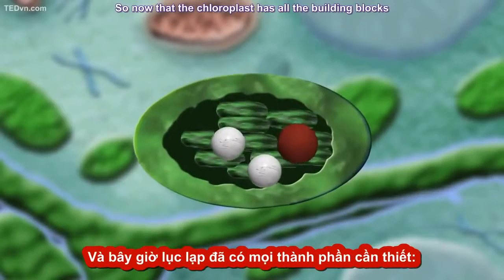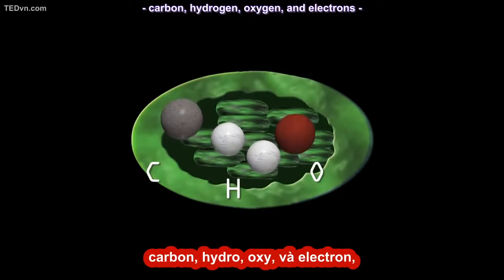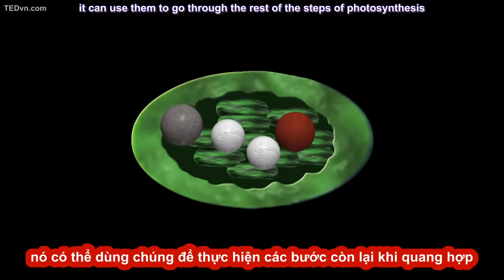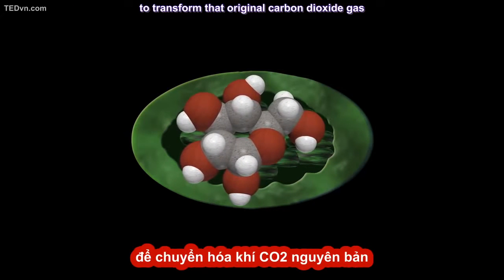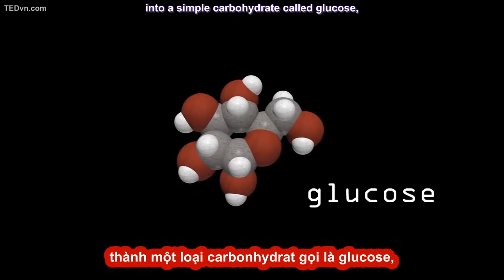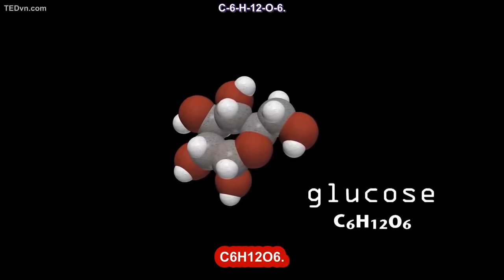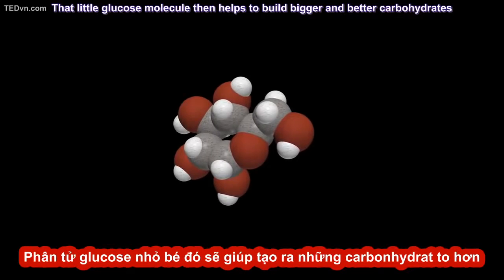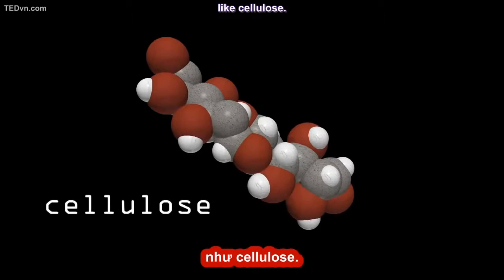So now that the chloroplast has all the building blocks, carbon, hydrogen, oxygen, and electrons, it can use them to go through the rest of the steps of photosynthesis, to transform that original carbon dioxide gas into a simple carbohydrate called glucose, C6H12O6. That little glucose molecule then helps to build bigger and better carbohydrates like cellulose.